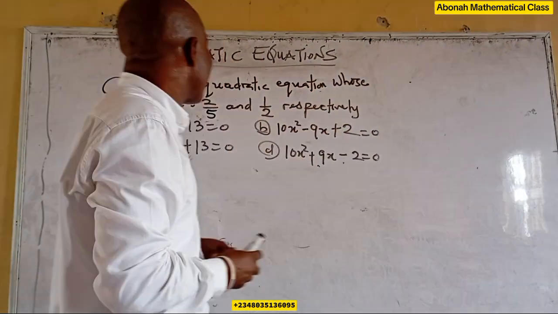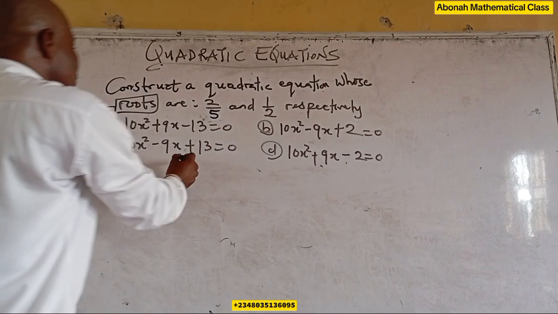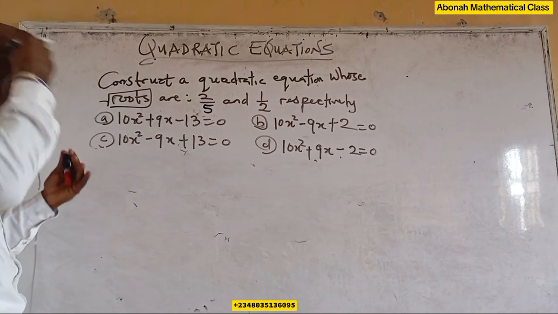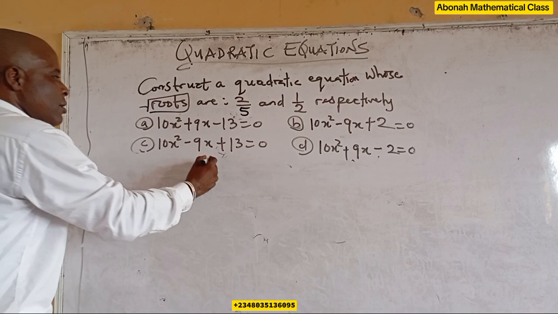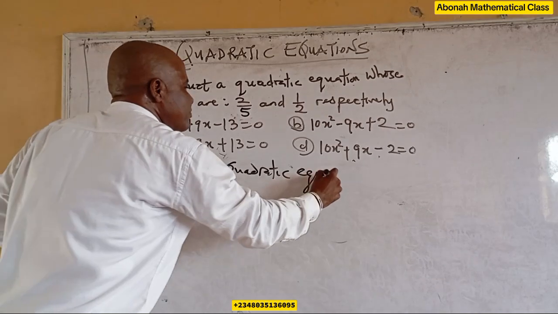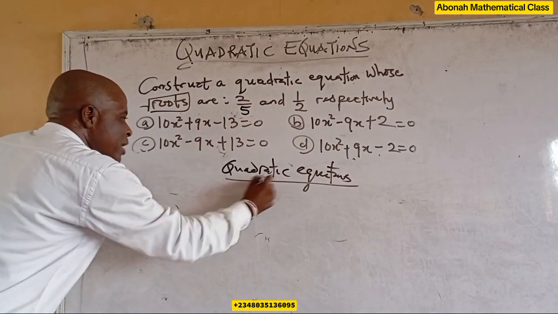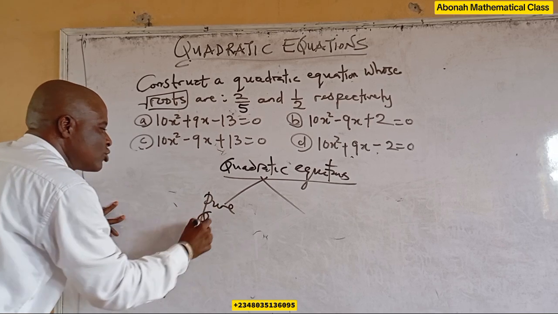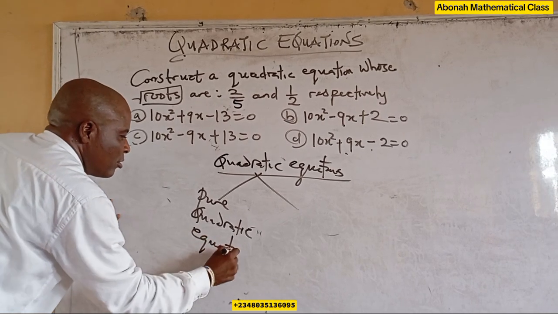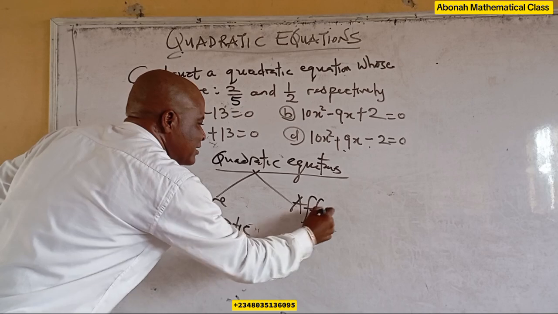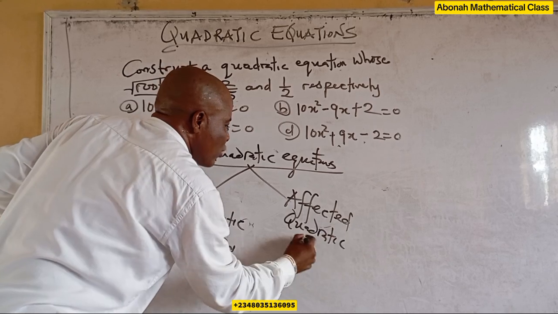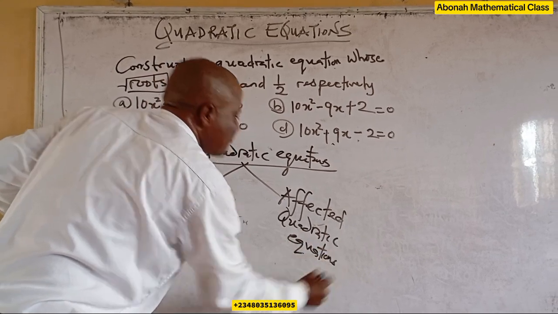Today we'll be discussing quadratic equation. Quadratic equation is an aspect of mathematics in which the equation has the highest power of 2. For example, quadratic equation is in two categories. Number one, we have what we call pure quadratic equation. We have what we call affected quadratic equation. These are the two types we have.